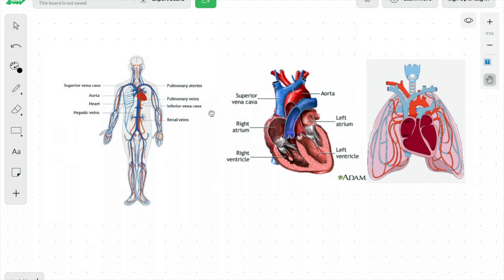So this is a quick review of the cardiovascular system. If you want to know anything about this lecture, please let us know in the comments. In the next video we'll talk about the functional part of circulation, in a little more detail about arteries, arterioles, capillaries, venules, and veins.